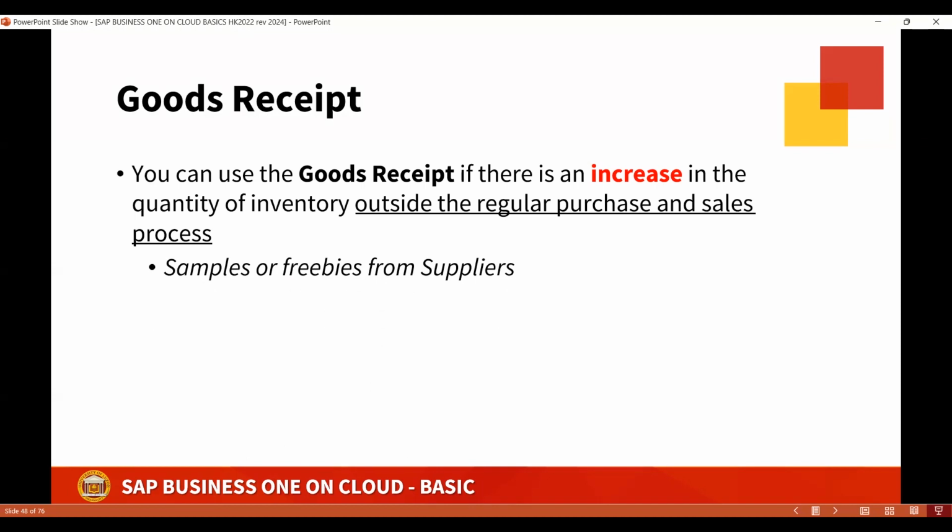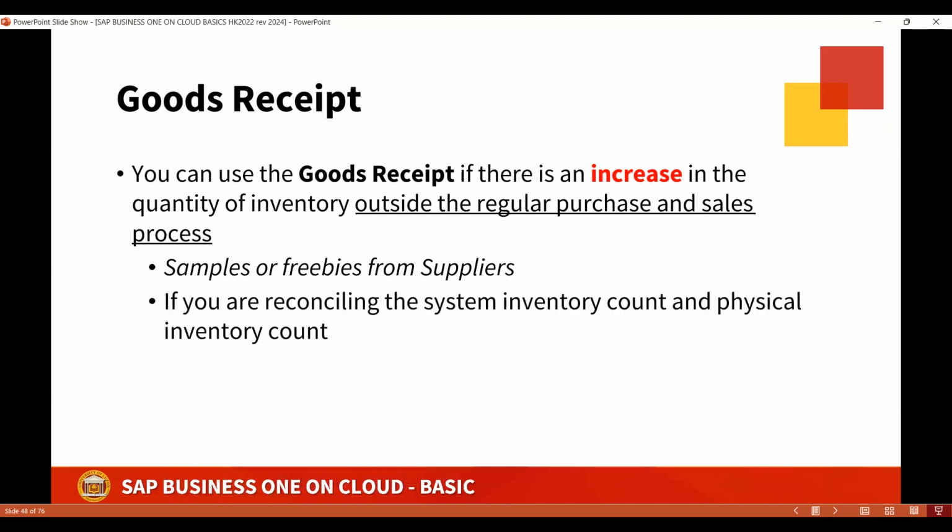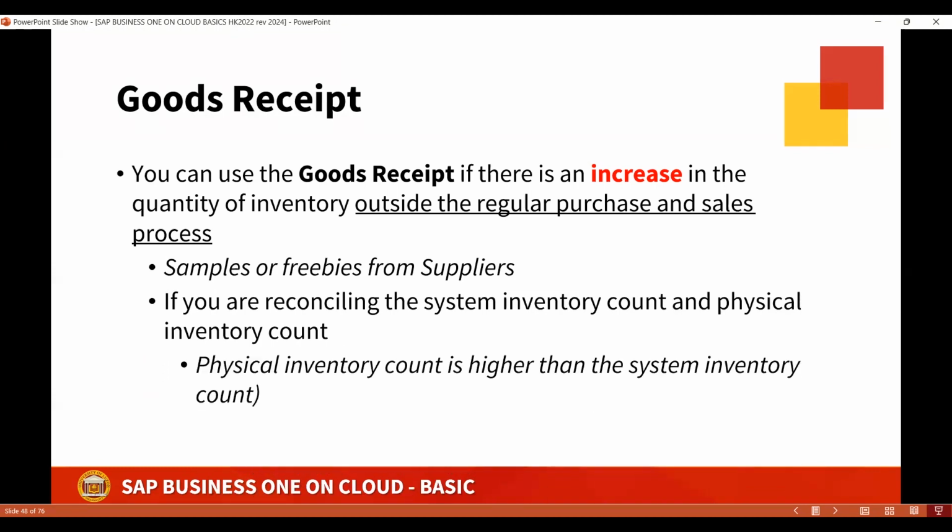It's either our inventory increases due to samples or freebies from the suppliers. So you have not purchased these things, but rather they were only given to you by your vendor or supplier. Another one is when we are reconciling the system inventory count with the physical inventory count. For example, the physical inventory count is higher than the system inventory. To match the physical and the system inventory count, we have to update it using a goods receipt document.